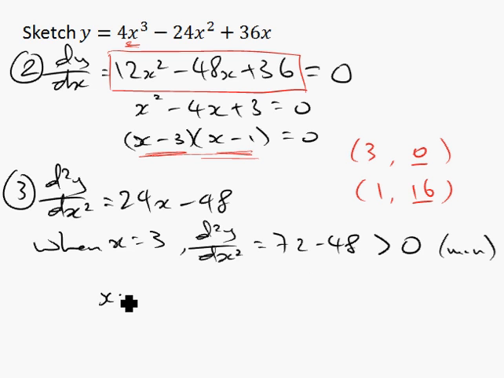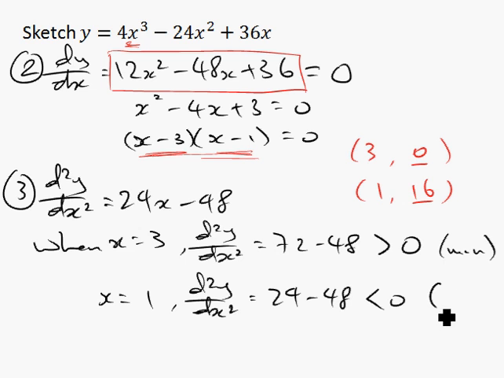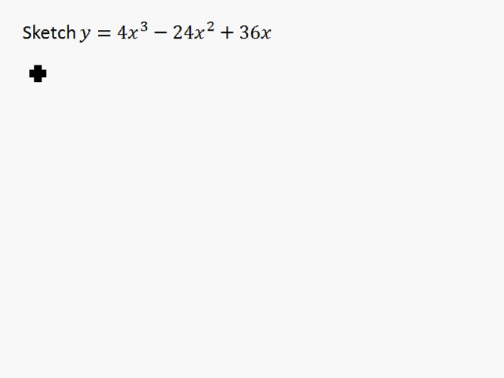Okay? Similarly, when x equals 1, your d²y/dx² is equal to 24 minus 48. You can see that 24 minus 48 will give you a number that's less than 0. This means that this is a maximum point. Okay, so you can note down here, this one here will be a minimum point. This one here will be a maximum point at 1, 16. So 3 steps done. Let's do the 4th step. Step number 4.